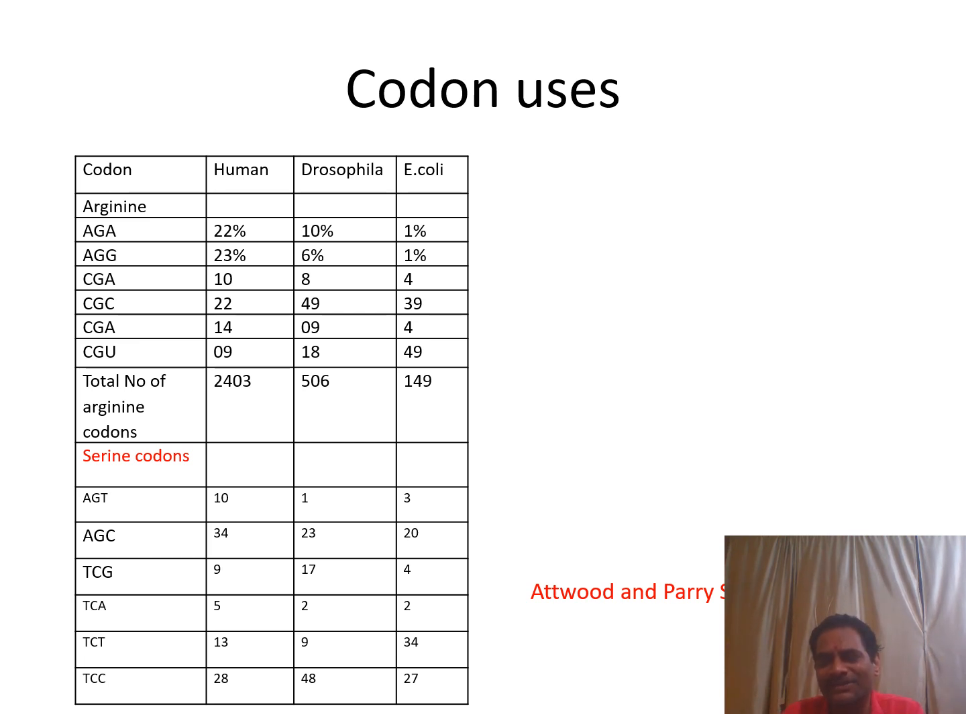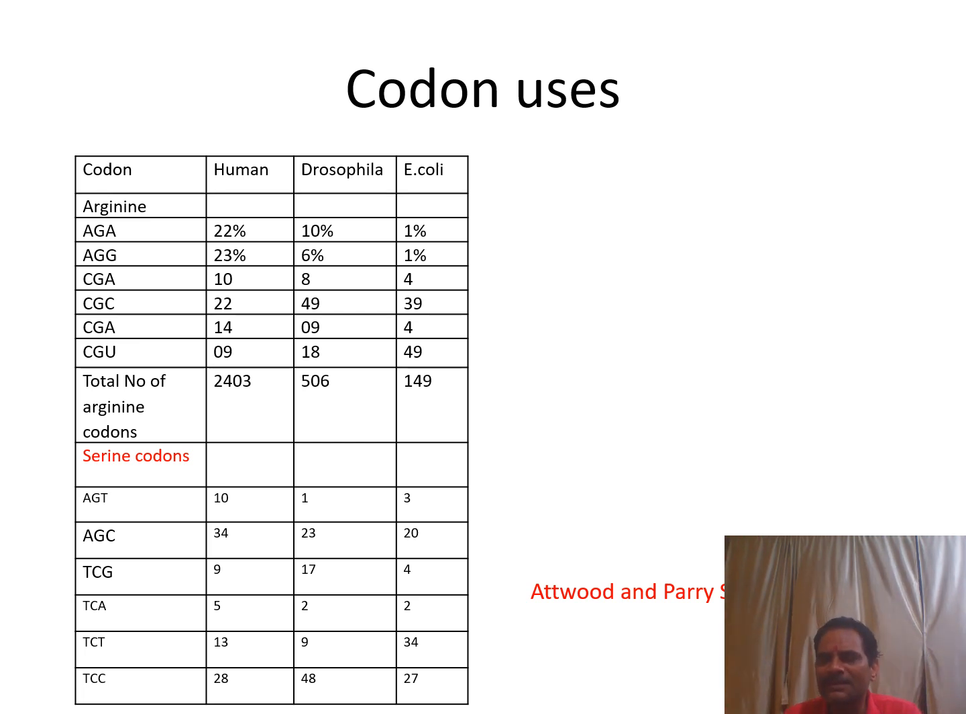So in ideal conditions, all codons should be preferred equally by all organisms. But you can see AGA is in 22% of arginine coding sequences in human, but in Drosophila 10%, in E. coli 1%. It means the AGA codon of arginine is not preferred by E. coli, but it is preferred by human. In the same way, the CGU codon is preferred by E. coli, but not preferred by human.